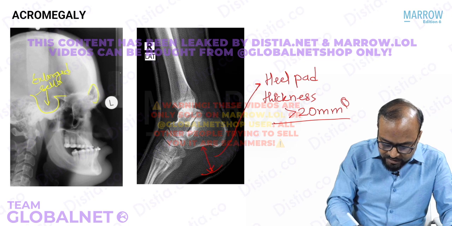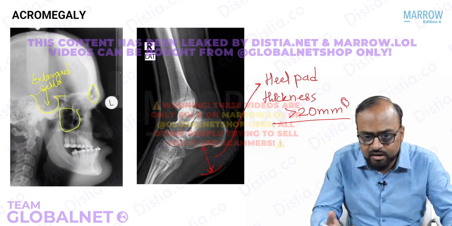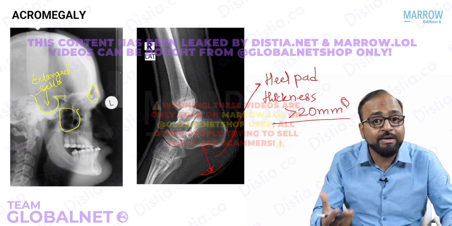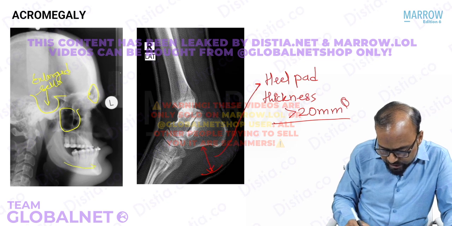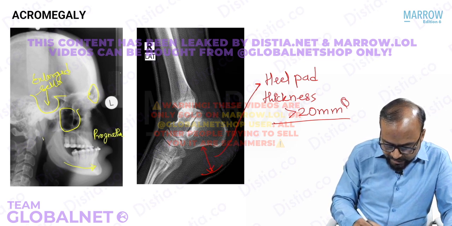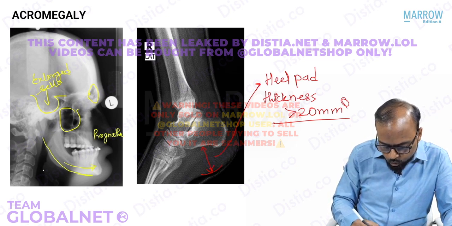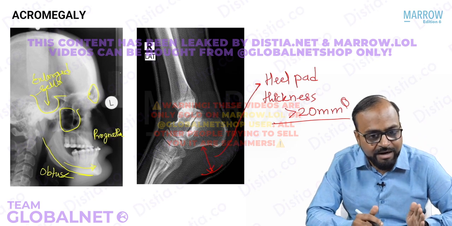Then the paranasal sinuses are enlarged, right? This is called hyperpneumatization of the paranasal sinuses. The jaw protrudes ahead. This is called prognathism, right? The mandibular angle becomes more and more obtuse, as you can see here. So all these are features of acromegaly involving the skull and the mandible.